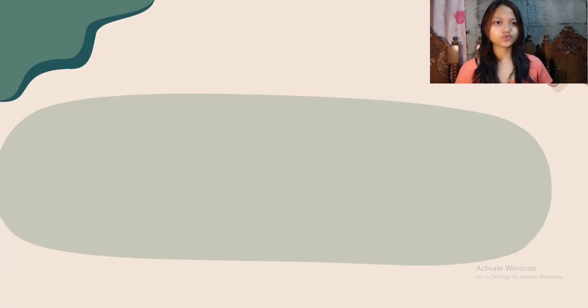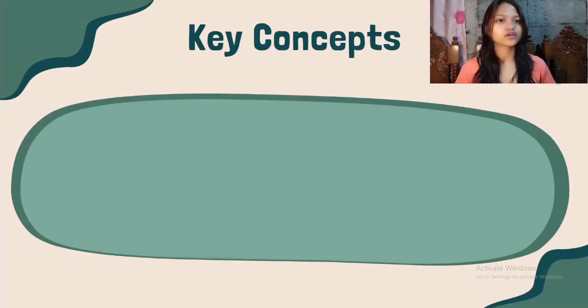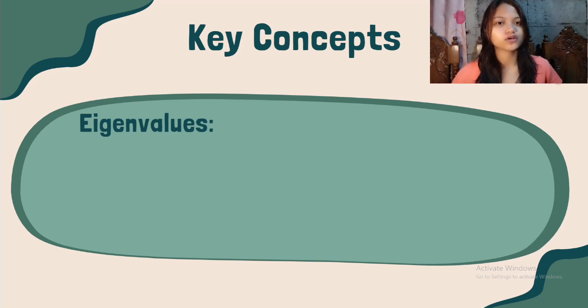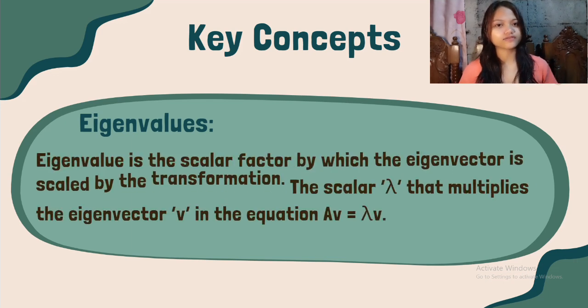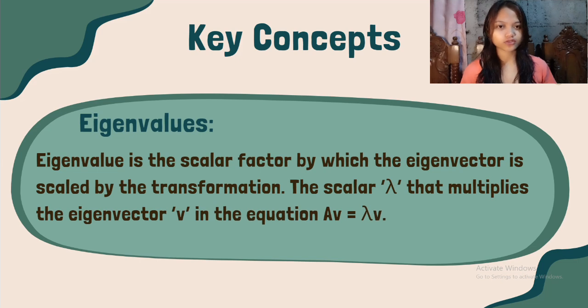We have two key concepts. First is eigenvalues, and the second is eigenvectors. So, an eigenvalue is the scalar factor by which the eigenvector is scaled by the transformation. It is the scalar lambda that multiplies the eigenvector v in the equation Av equals lambda times v.